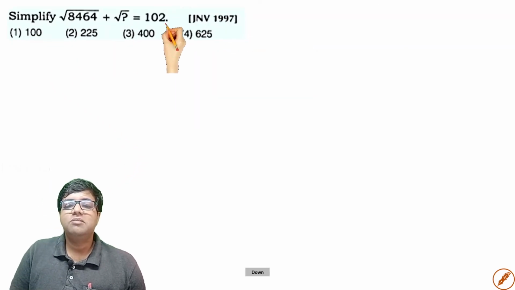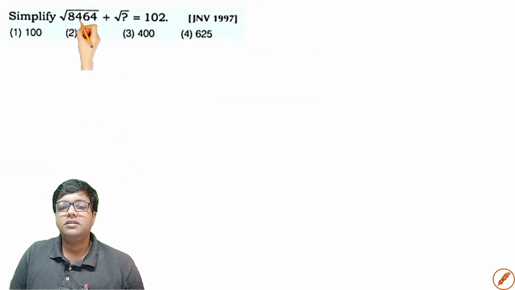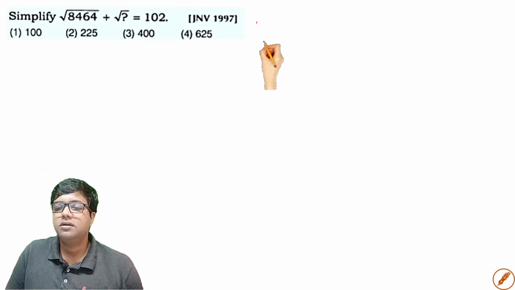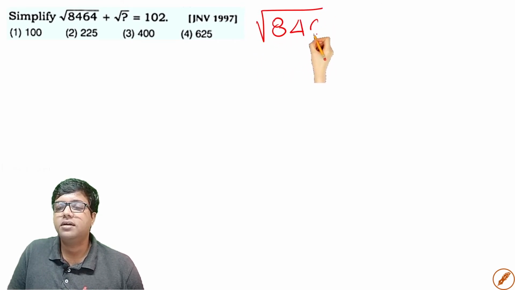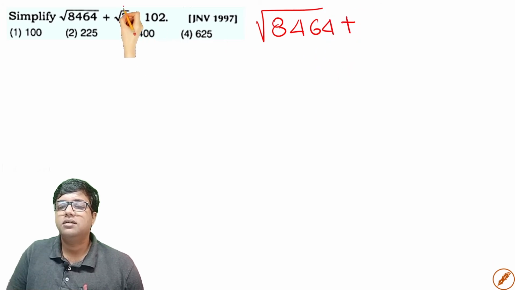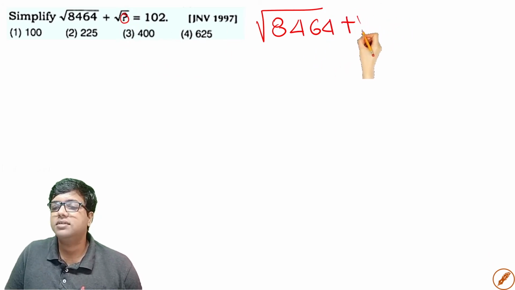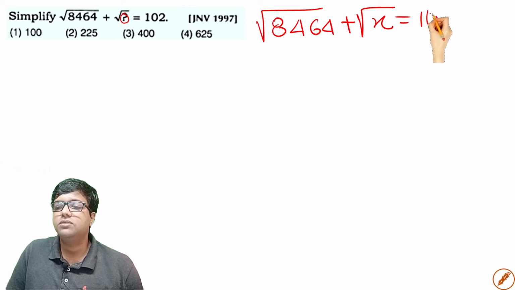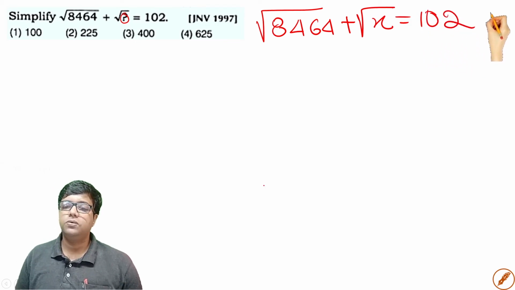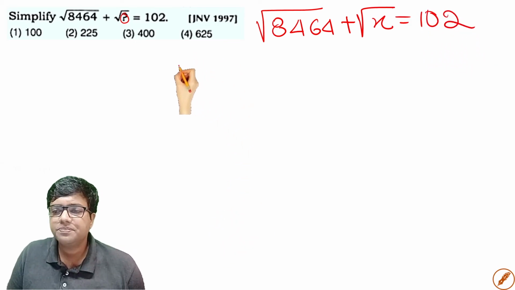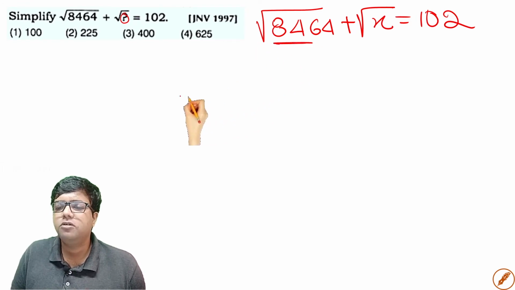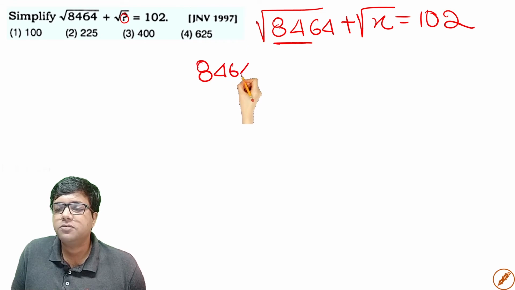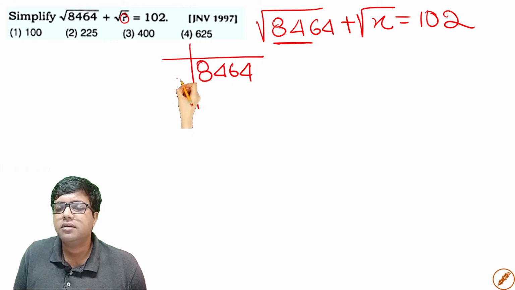Anyways, simplify root of 8464 plus this question mark, I will call it x, root of x is equal to 102. All right, let's do it. So what will be the value of root 8464? Let's do the division. 8464, and I will take two numbers.